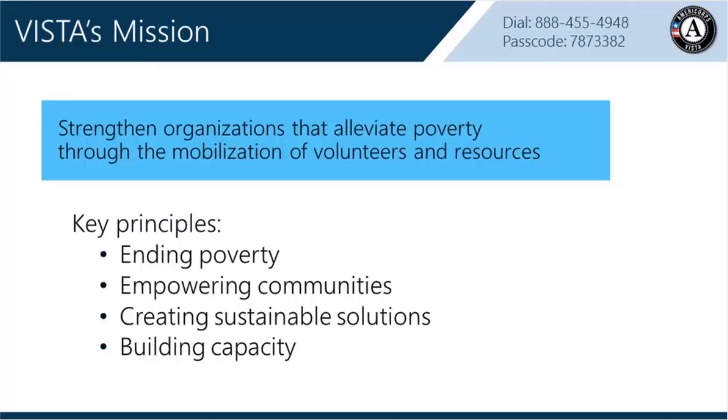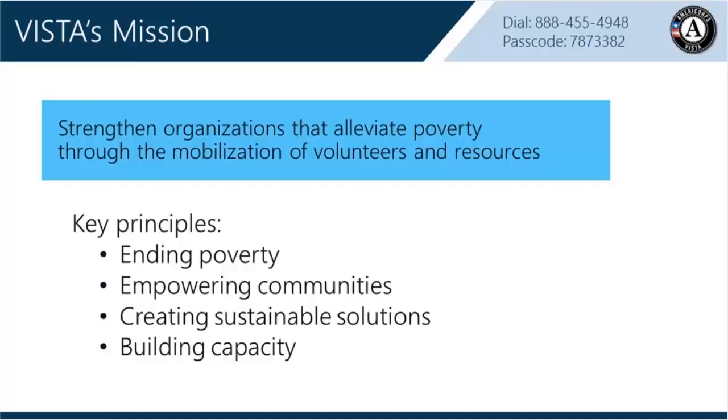Third, creating sustainable solutions. Whatever you develop or create, maybe it's a process, a system, or some resources, we develop them in such a way that people will be able to use them once you're gone. And finally, but not least, building capacity. Every single VISTA member aims to either increase the size of a project, increase the number of people served by the project, increase the project's efficiency, or improve the project's impact on the community. That is how we measure capacity.